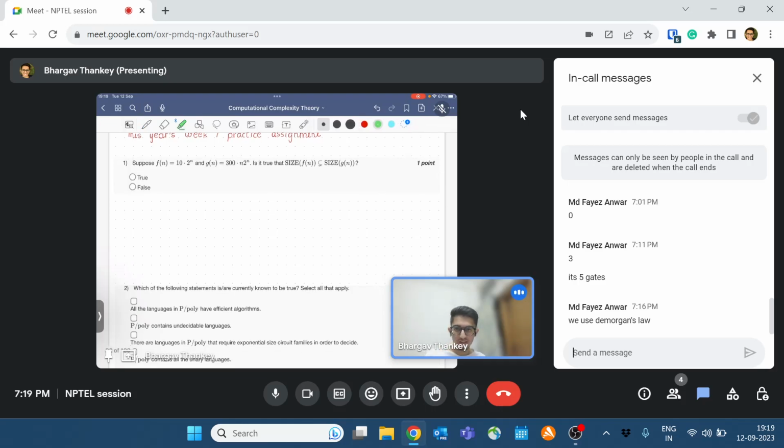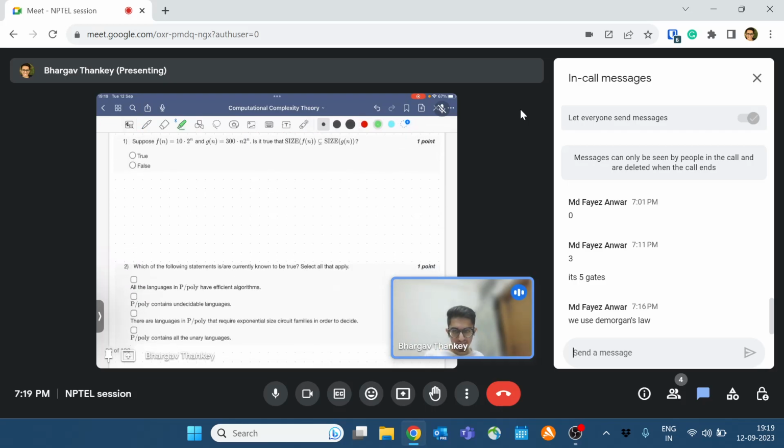So the first problem is, suppose Fn equals 10 times 2 to the n and Gn equals 300 times n times 2 to the n, then is it true that size of Fn is strictly contained in size of Gn? True or false?